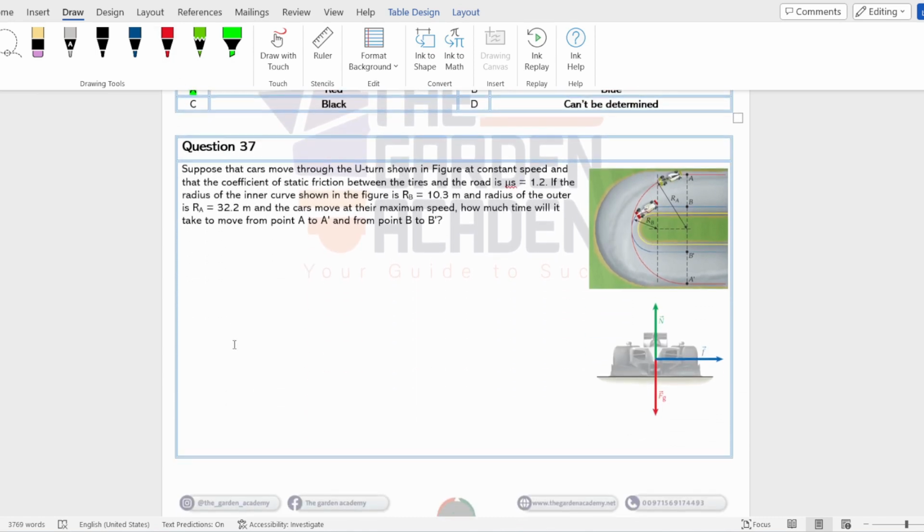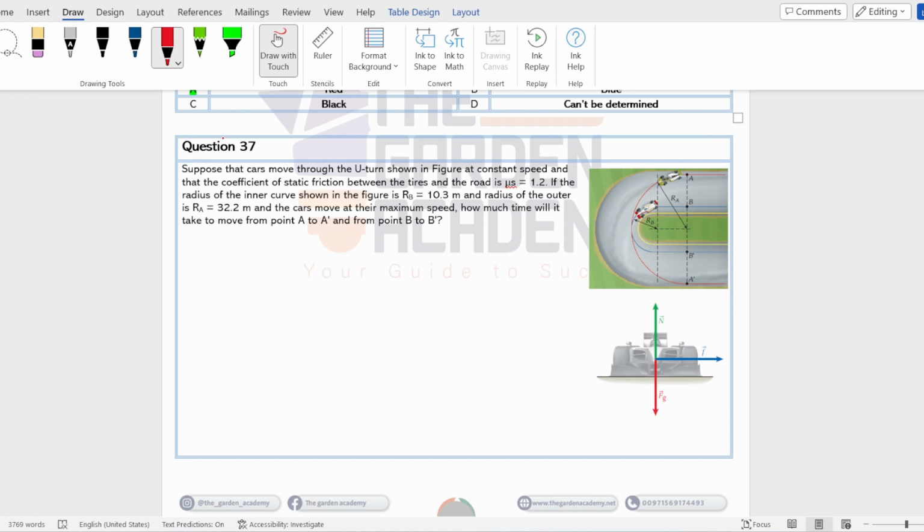Now we come to question 37. This is a solved problem in the book. Suppose that cars move through the U-turn shown in the figure at constant speed, and that the coefficient of static friction between the tires and the road is mu s equals 1.2. If the radius of the inner curve is RB equals 10.3 meters and the outer radius is RA equals 32.2 meters, and the cars move at their maximum speed, how much time will it take to move from point A to A prime and from point B to B prime?